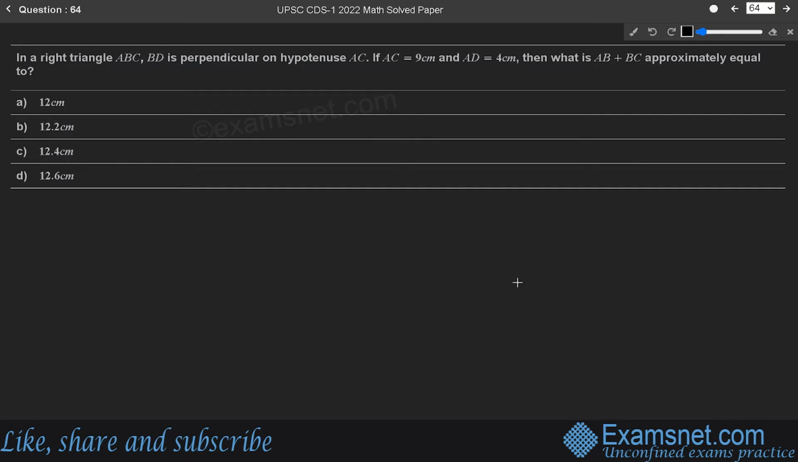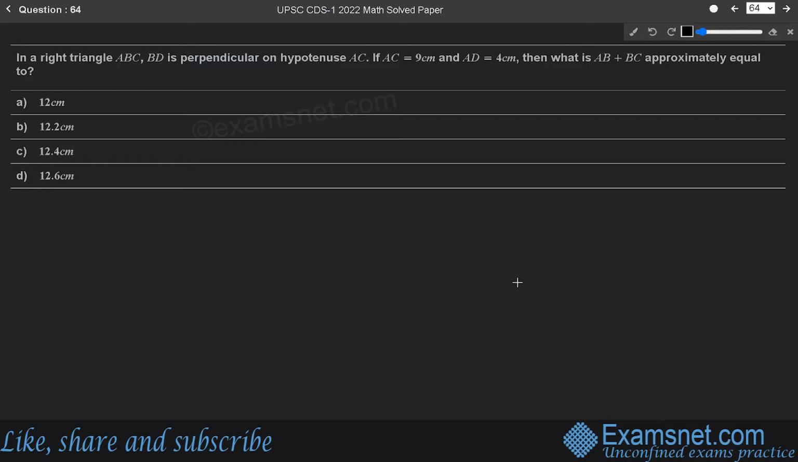Next question is, in a right angle triangle ABC, BD is perpendicular on hypotenuse AC. If AC is equal to 9 cm and AD is equal to 4 cm, then what is AB plus BC approximately equal to? You can see that continuously questions are coming from triangles, which is a very important topic when it comes to congruency.